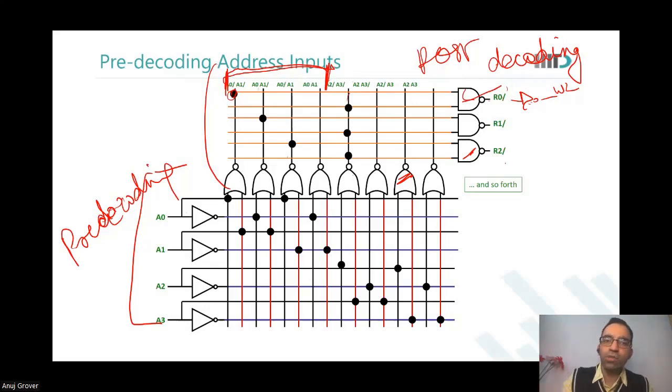Yes, sir. You cannot have both A0 A1 bar and A0 bar A1 bar connected to this NAND gate. Only one of them will connect at any row. In any row, only one of them will connect. Are you able to see this?